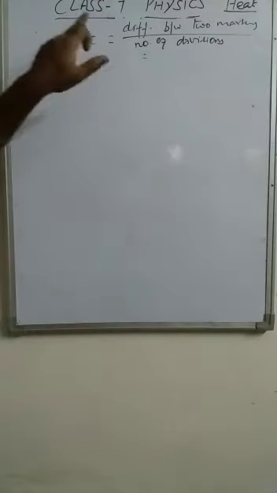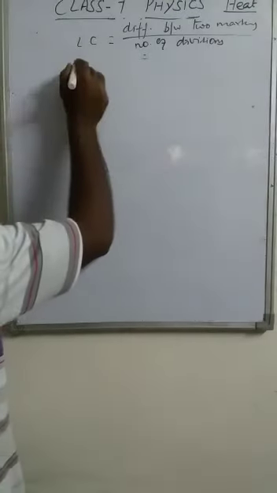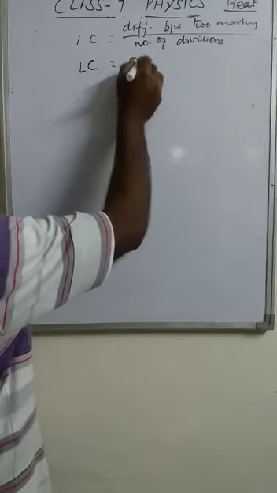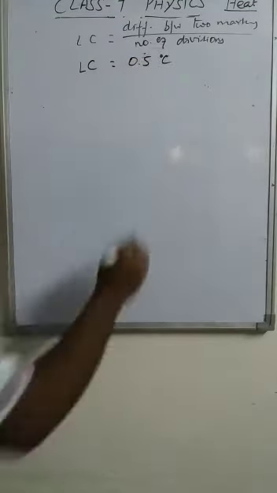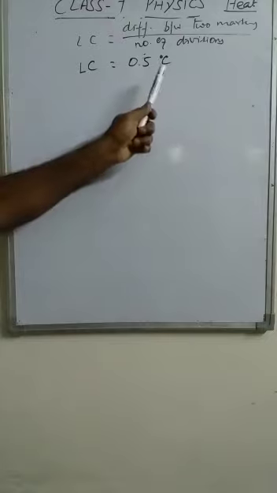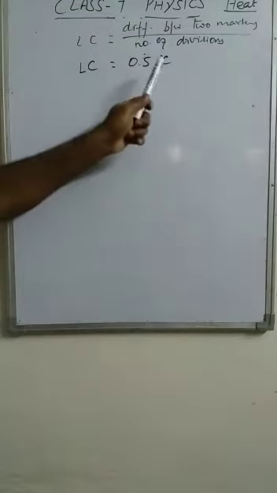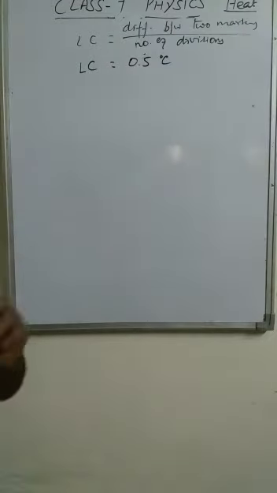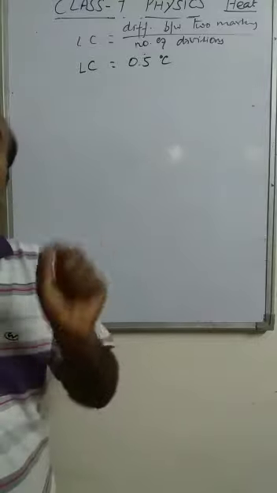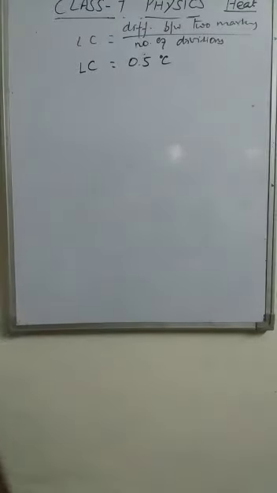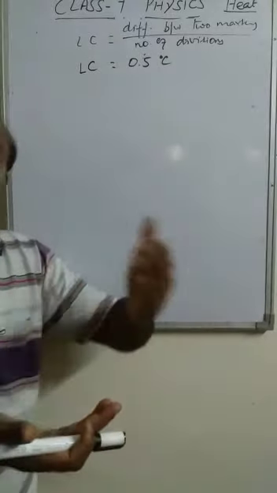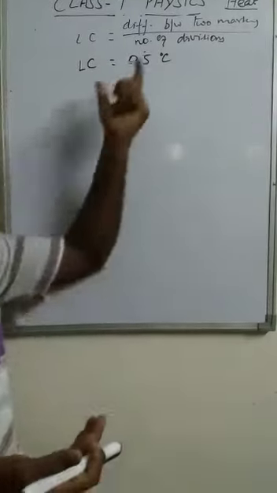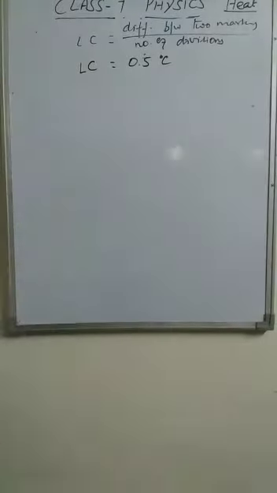Small least count means, suppose the least count of any thermometer is 0.5 degrees Celsius. If a thermometer is having 0.5 degrees Celsius, that means this thermometer is able to measure 0.5 degree Celsius variation of temperature. If the temperature of an object is varying by 0.5 degree Celsius, it can be measured by it. That is the least count.